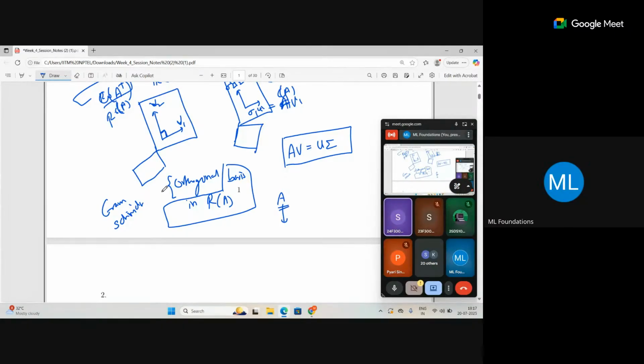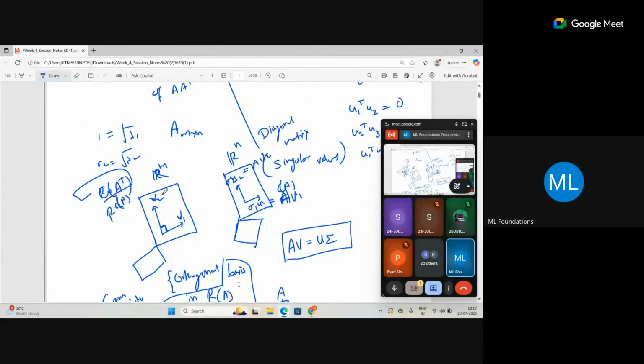Let me redefine this for you. The orthogonal basis, how will you find it? You said by using the Gram-Schmidt process. If it is already there, you don't need to do that. Now you think of this like, okay.